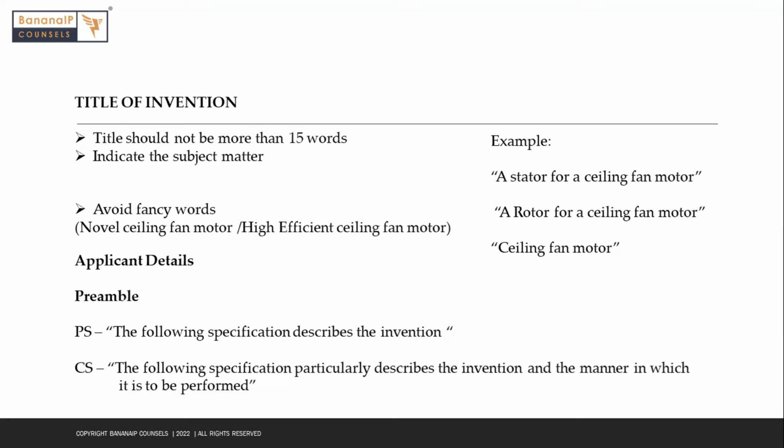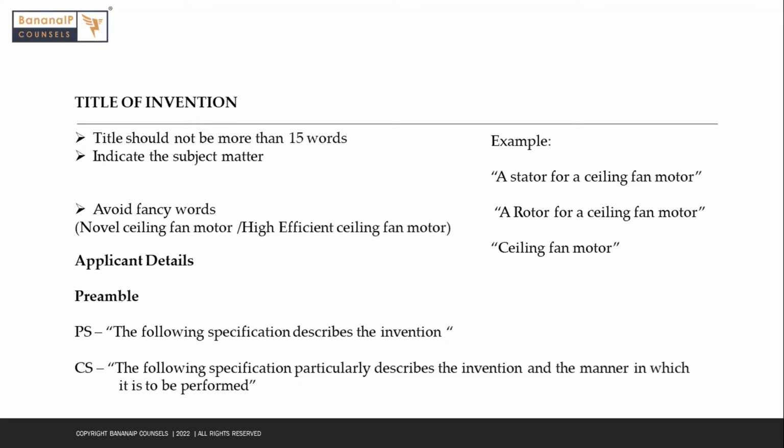If the application can also be extended to others, then we can broadly keep the title as electric motor or electrical machine. And we need to avoid using fancy words; saying novel ceiling fan motor or high efficient ceiling fan motor should be avoided. Then we can mention the applicant details, that is the name, address, and the nationality of the applicant.